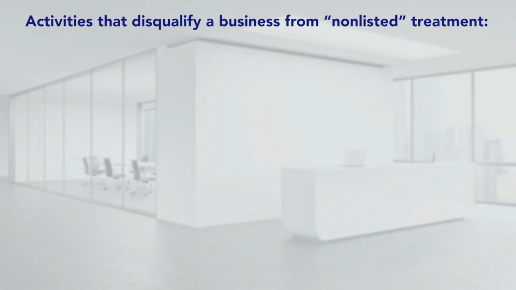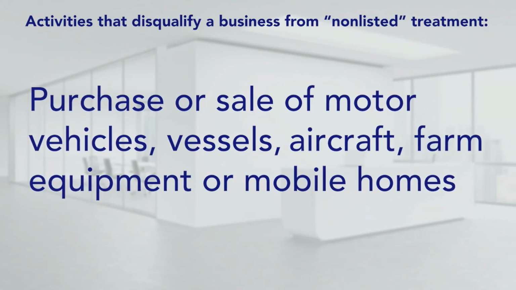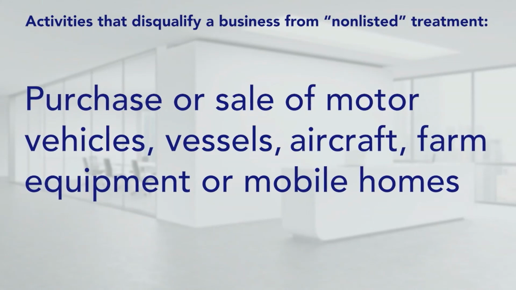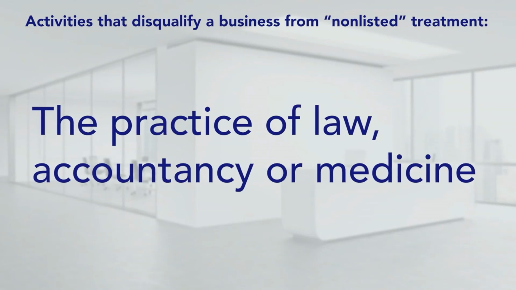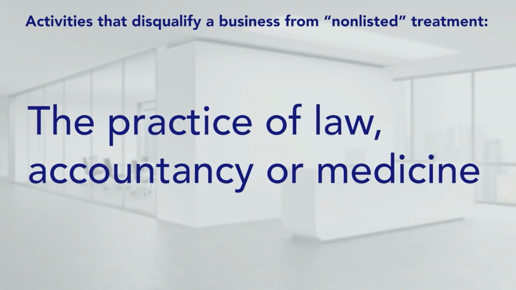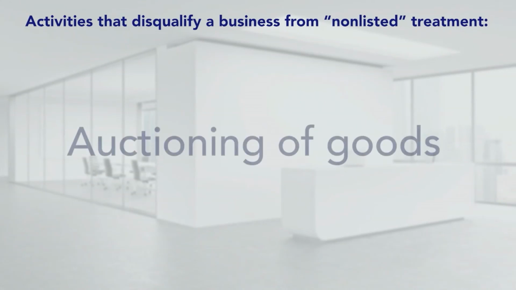The flip side of exemption is who can't be exempt. Businesses engaged primarily in certain types of activities are ineligible for treatment as non-listed businesses. Examples of these activities include the purchase or sale to customers of motor vehicles, vessels, aircraft, farm equipment, or mobile homes. The practice of law, accountancy, or medicine. Real estate brokerage, or the auctioning of goods.